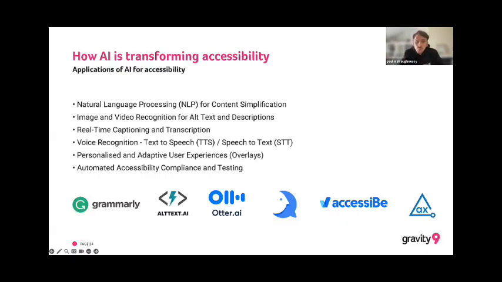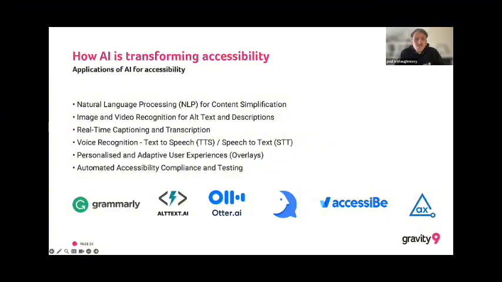These NLP tools can rephrase complex text and generate easy to read content, making web information more accessible for users with cognitive and learning difficulties. An example of this would be Grammarly, that's integrated into a lot of different platforms to help you write better.